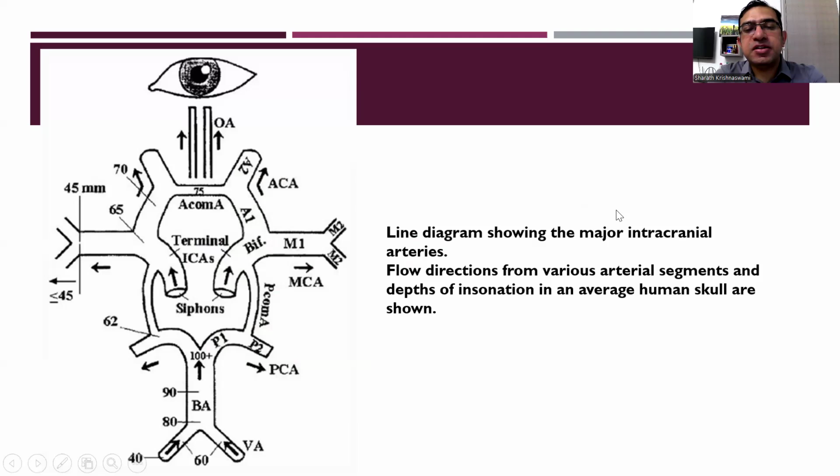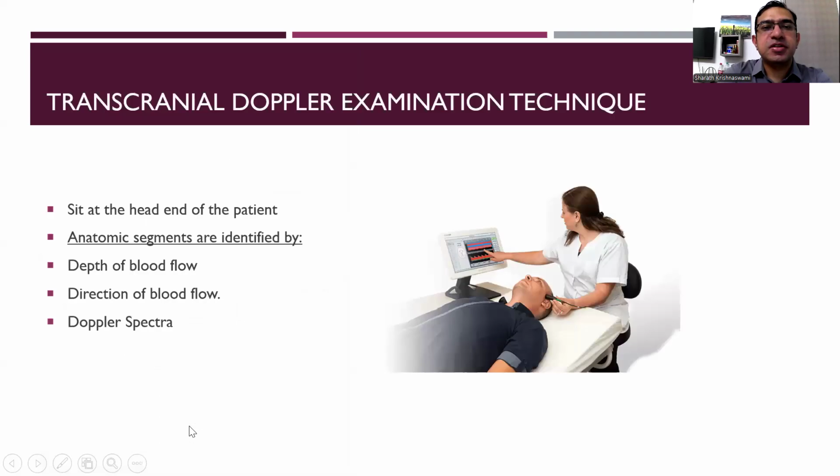This diagram shows the major intracranial arteries and the flow direction of the various arterial segments, as well as the depths of insonation in an average human skull. Here, the internal carotid artery is at a distance of 65 millimeters from the point of insonation, and the ACOM artery is at 75 millimeters. The P1 and P2 are at a distance of about 100 plus millimeters. The basilar artery is at a distance of about 90 and 80 millimeters.